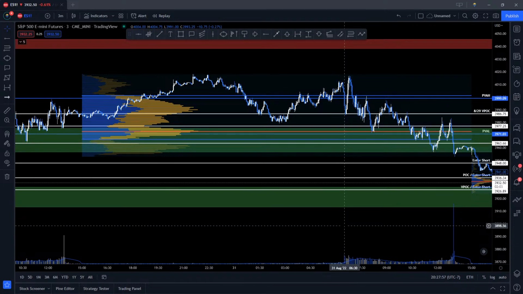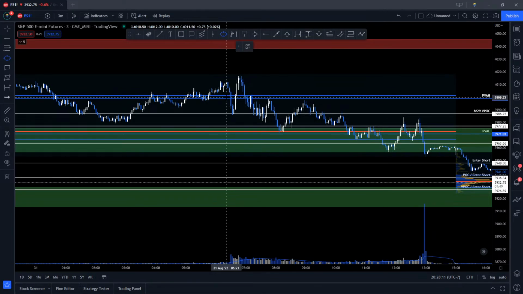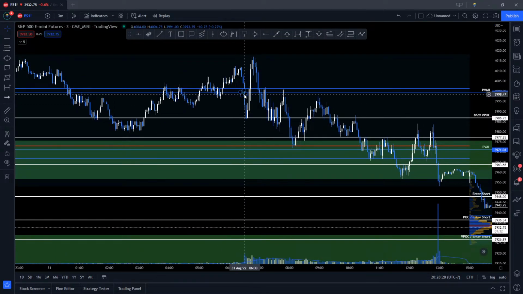I'm on Pacific time, so this is the first candle of the day here. We opened above the previous day's value area high. You could have grabbed puts here. I would not. Me personally, like I said, I don't trade the first 10 to 30 minutes of the market, but this is a good short entry. And you can see we come right down to the POC, right? So we have a clear defined entry and we have a clear defined take profit.